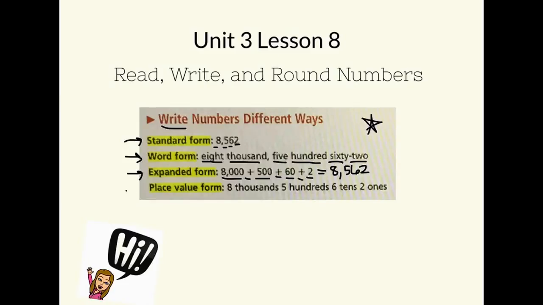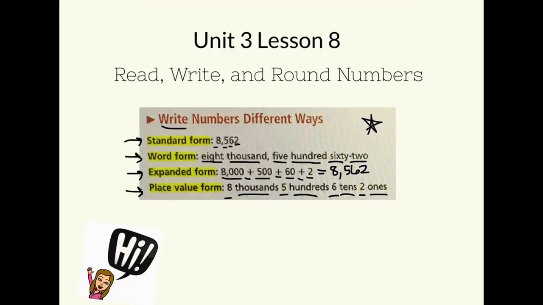The last one is the place value form, where you actually use that expanded form to help you. So I had 8 thousands that I pull out, 500s, 6 10s, and 2 1s. Remember, we practiced this the other day, but with place value drawings. Now we're just writing the word instead of drawing the symbol for it.